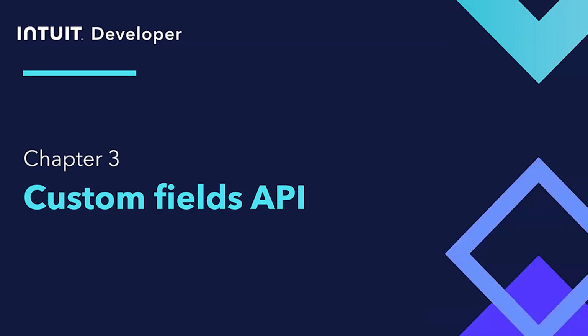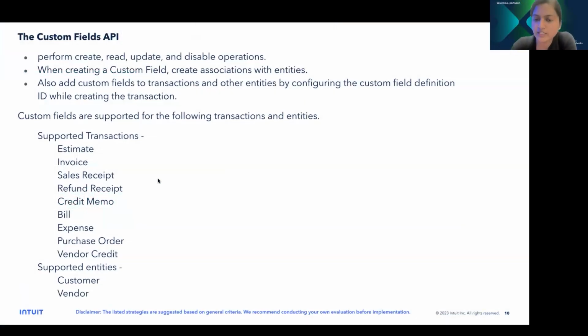So for custom fields, again, previously there was a legacy version of custom fields where you couldn't create custom fields by the regular REST APIs. Now, with the new GraphQL APIs, you can create, read, update, and disable. You can do all the operations by the GraphQL API, and you can attach it to the transactions. The list of transactions that are supported are mentioned here. Again, all the major transactions like estimate, invoices, and also entities like customer and vendor are supported.